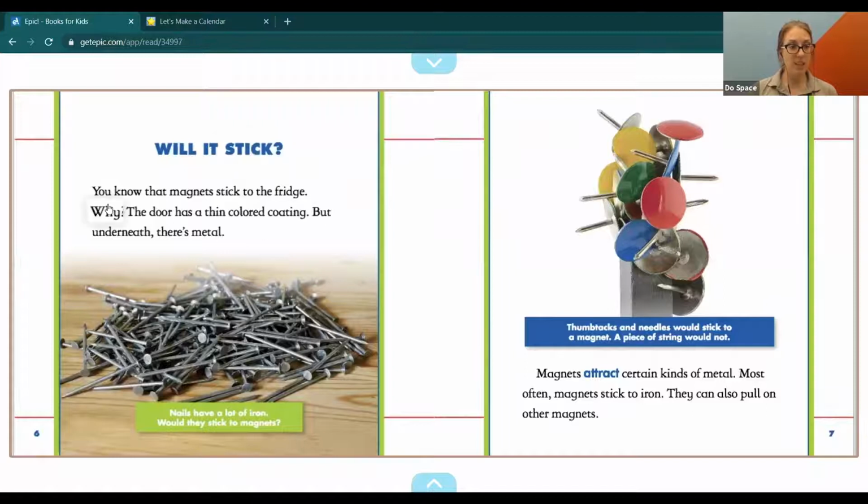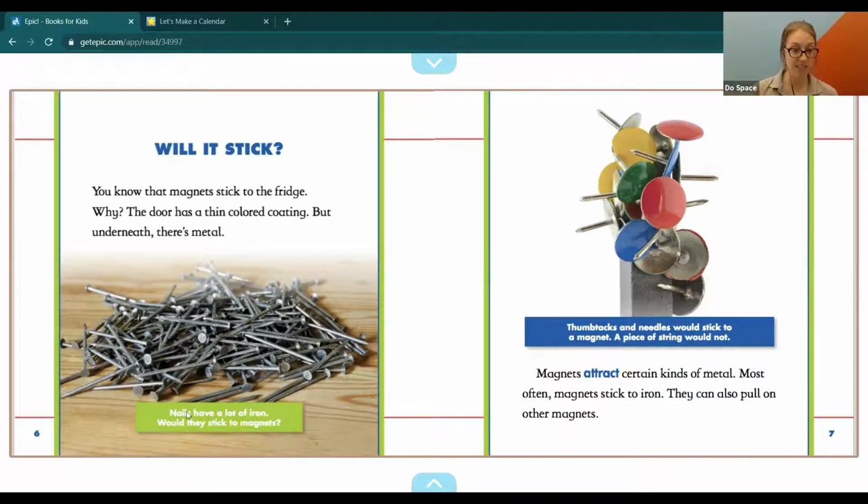Will it stick? You know that magnets stick to a fridge. We've talked about that just now. But why? The door has a thin color coating, but underneath there's metal. So a lot of times magnets are attracted to metal. So magnets attract certain kinds of metal. Most often, magnets stick to iron. They can also pull on other magnets, which we talked about. So iron is a really good metal that magnets stick to.